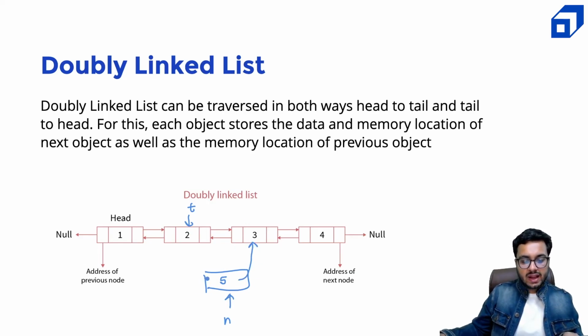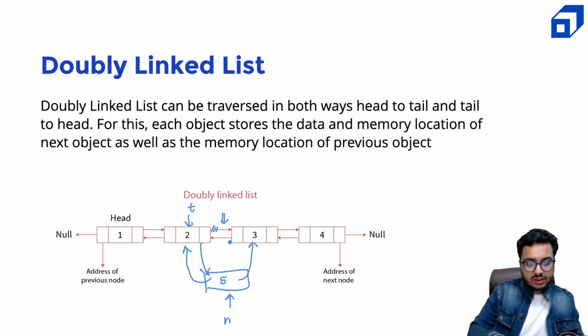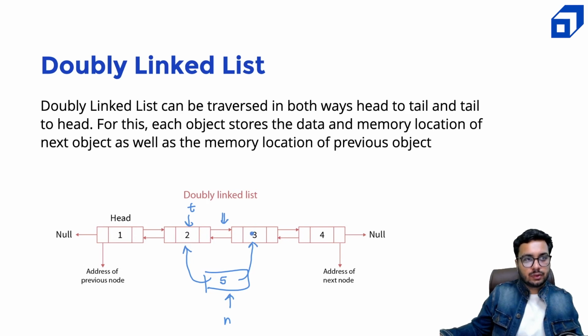I can also say 5's previous can point to temp. So 5 also connected with 2, right? Now I just need to change these variables. So I can say t's next will point to n. So 2 points to 5, right? And I also need to say 3's previous, right? Or we can do it other way, right? We can first say that this node, which is the next of 2, so t.next.previous, 3's previous should point to n.